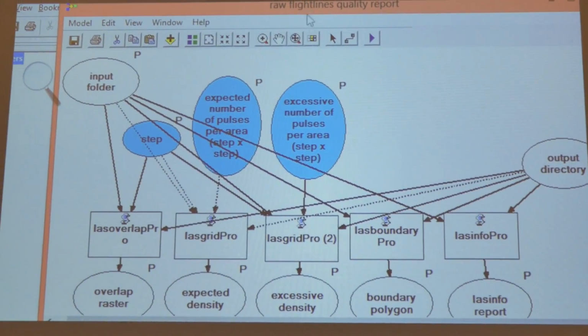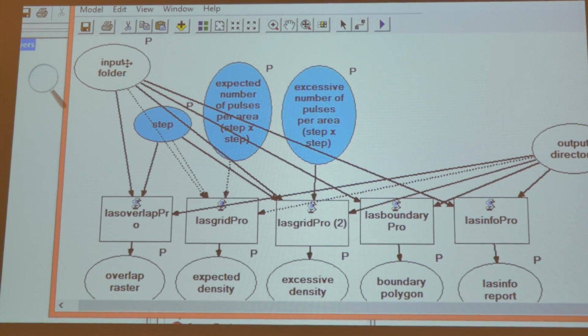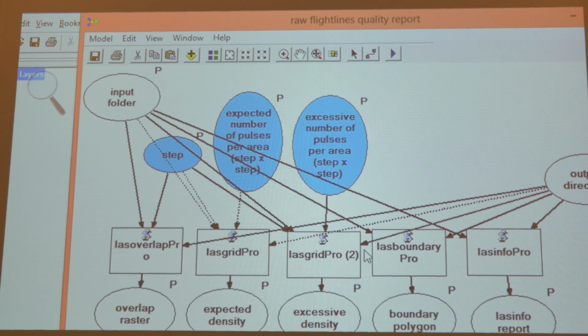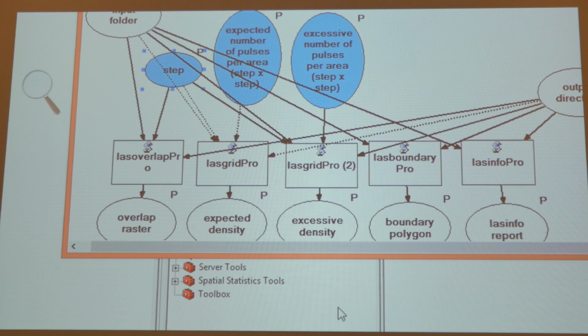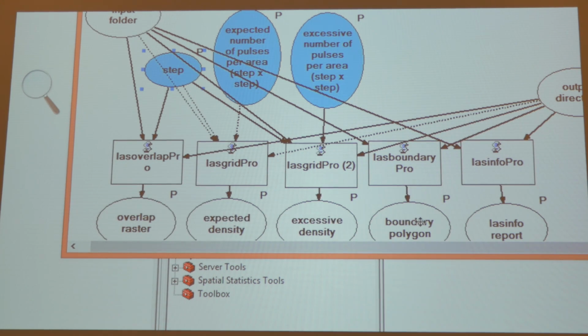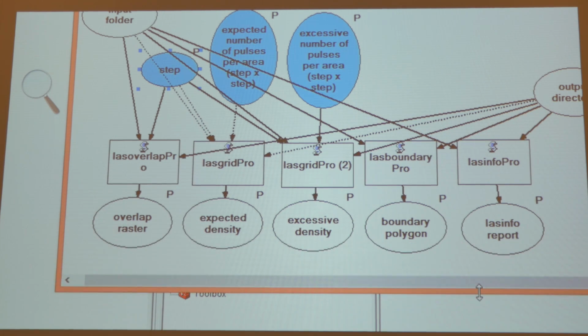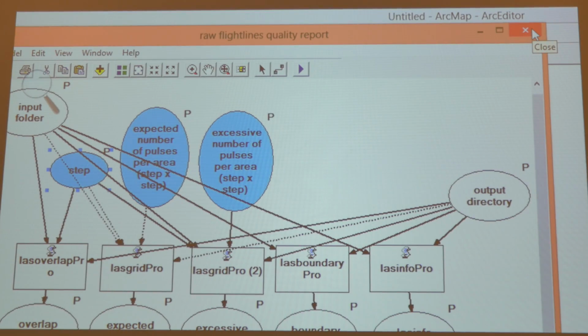So this is how the model works behind the scenes. You see I have the input folder. That is then going to the overlap computation, the several grid computations, the boundary computation, and the info computation. And then I say which step size I want, and this all goes in there. And this creates the overlap raster, an expected density raster, the boundary polygon, and the LastInfo report.